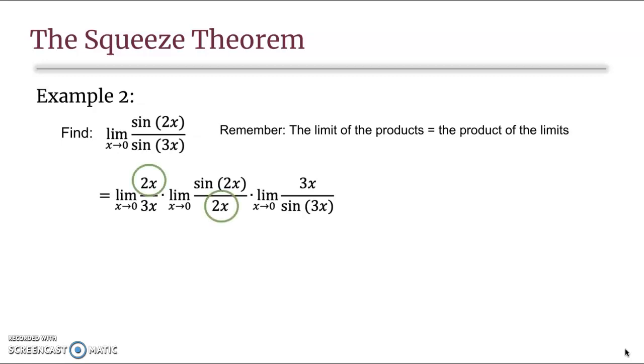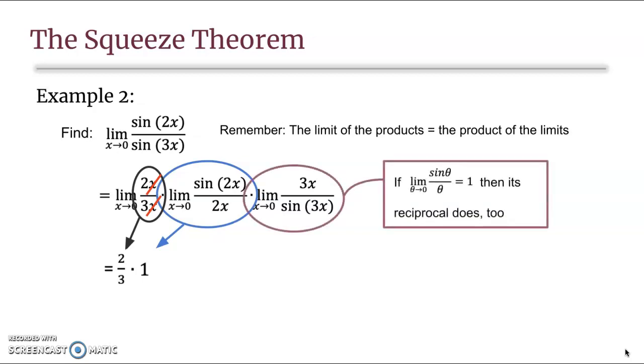So I can reorganize this. The 2x over the 2x there, I'm just multiplying by 1, and then the 3x is the same thing. So let's look at the limits of each piece. This part here, the x's will cancel, and you end up with a limit as x approaches 0 of 2/3. This part here, by the squeeze or sandwich theorem, equals 1.